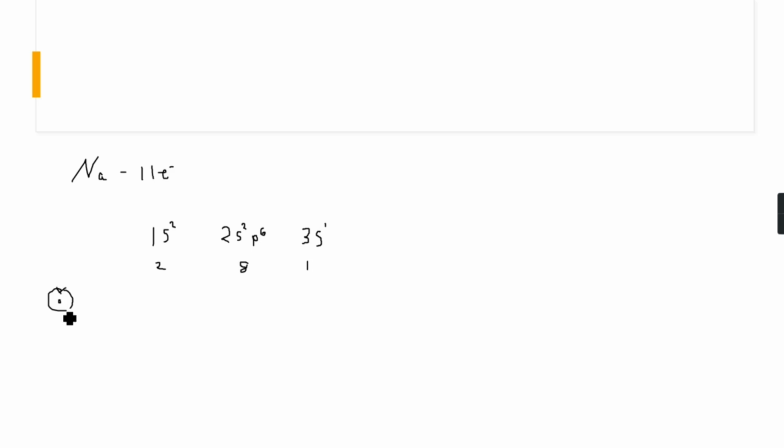So 2 electrons in the first shell, then 8 electrons in the next shell, and then 1 on the last one. Okay, let's try another example. Let's try calcium, which has 20 electrons, by the way.